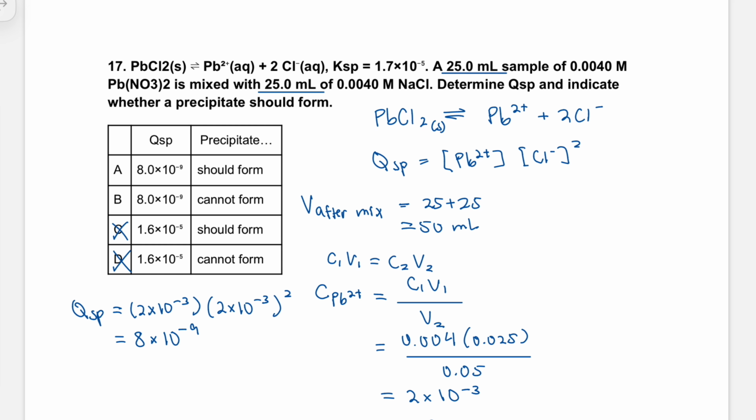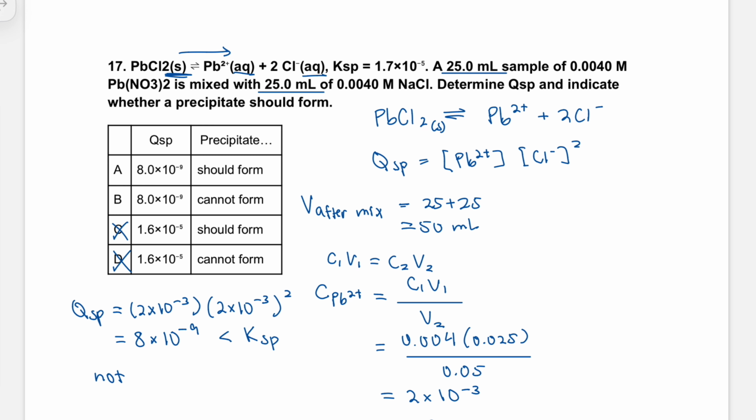So we cross out C and D. Does a precipitate form or not? We compare it to the KSP value. This is smaller than the KSP value. And when it's smaller, it means there are fewer products than there are at equilibrium. And because there's not enough products right now, it is going to shift towards the products, which have aqueous species, and the solid or the precipitate is on the left.